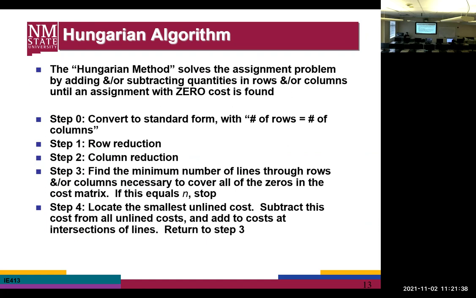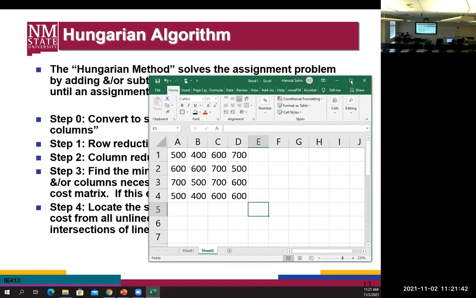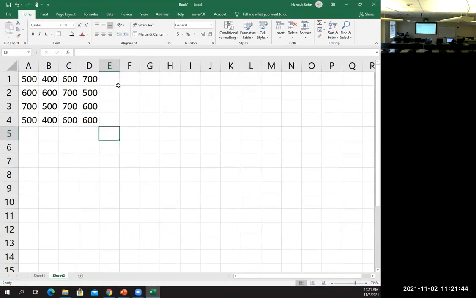Now we need to do the row reduction. So we're going to find the smallest cost in each row and then subtract it from each row. So the first row, the minimum number is 400, right?